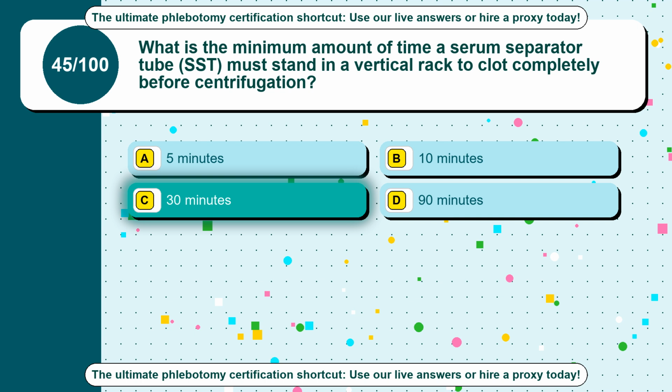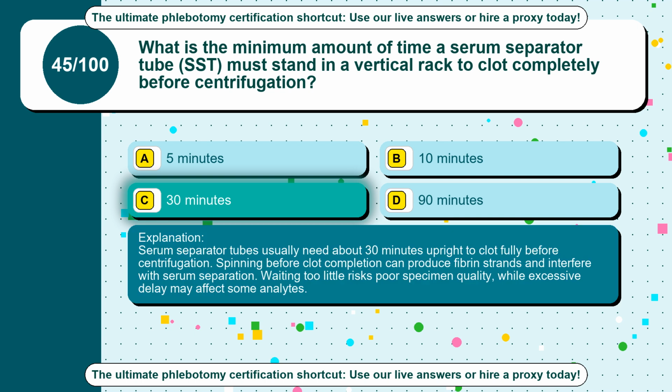30 minutes. Serum separator tubes usually need about 30 minutes upright to clot fully before centrifugation. Spinning before clot completion can produce fibrin strands and interfere with serum separation. Waiting too little risks poor specimen quality, while excessive delay may affect some analytes.